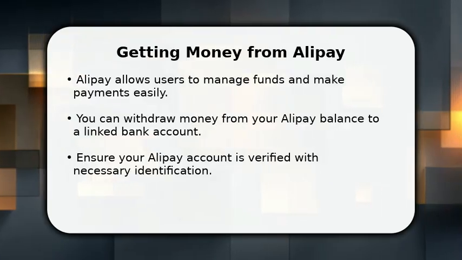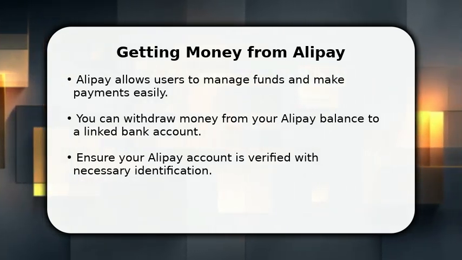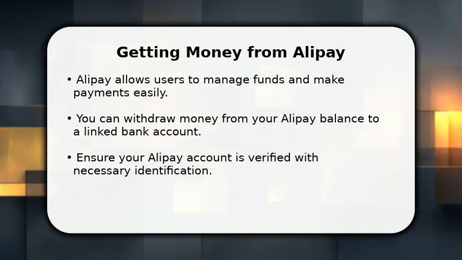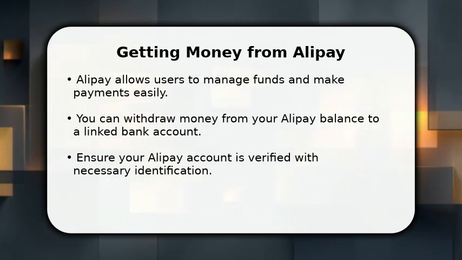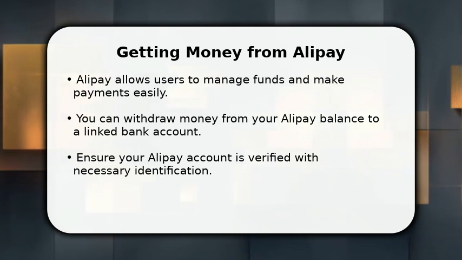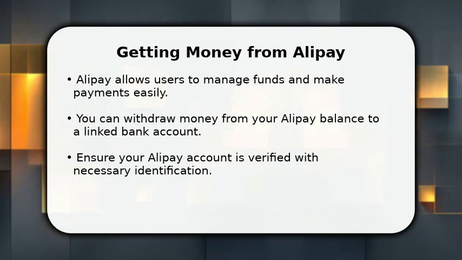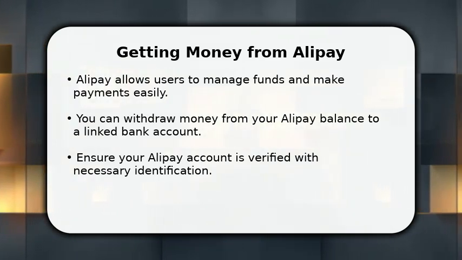In this video, I will explain how to get money from Alipay. First, ensure your Alipay account is fully verified with your real name and identification documents. This is a crucial step for all financial transactions. Next, link a valid bank account to your Alipay wallet. This account will be the destination for your funds. We'll cover the specific steps to initiate a withdrawal and what to expect regarding processing times.